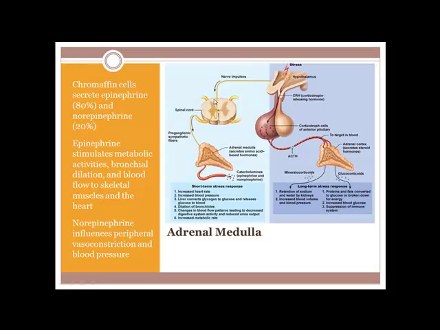With the adrenal medulla, we said that it's going to be an extension of our sympathetic nervous system, so we'll have preganglionic sympathetic fibers that end in there. They will release two things: epinephrine and norepinephrine. Epinephrine is going to cause bronchodilation, increase blood flow to skeletal muscles and the heart, and it's going to increase metabolic activities.